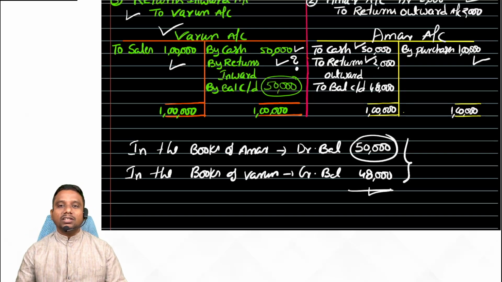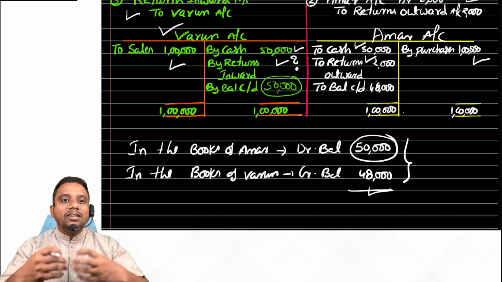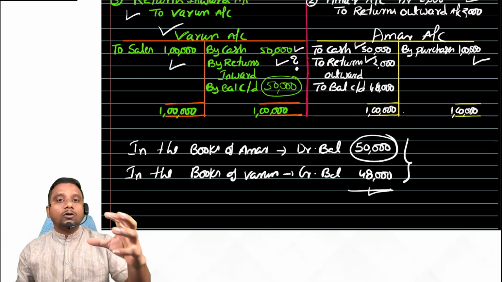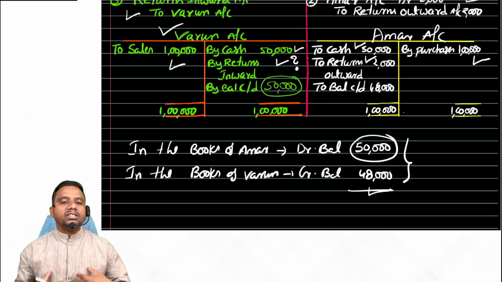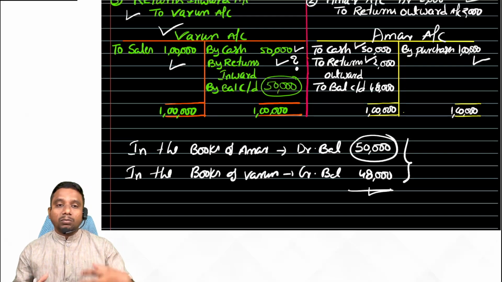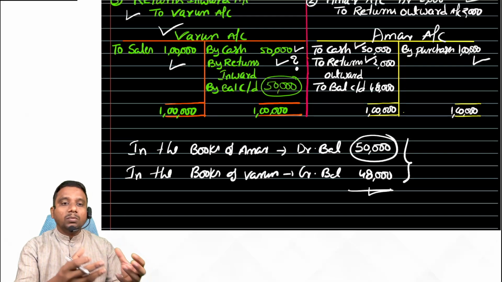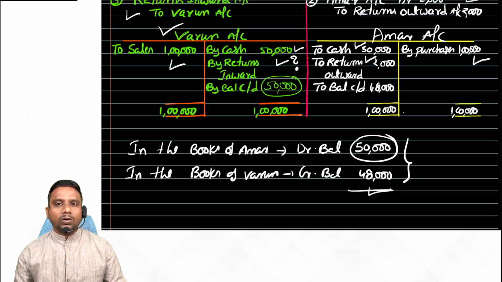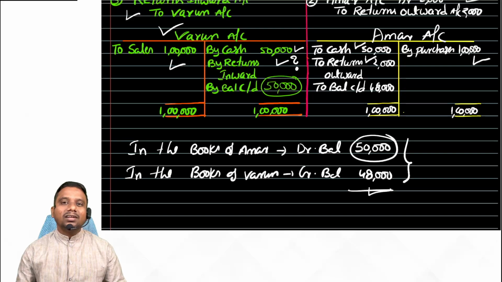Yes or no, students? Now Varun informs Amar, Mr. Amar, you forgot to record the transaction of purchase returns. For me, purchase returns, for you, sales returns. You record it first, so that the balance as per your books and the balance as per my books become equal. Yes or no? So this will happen, students.